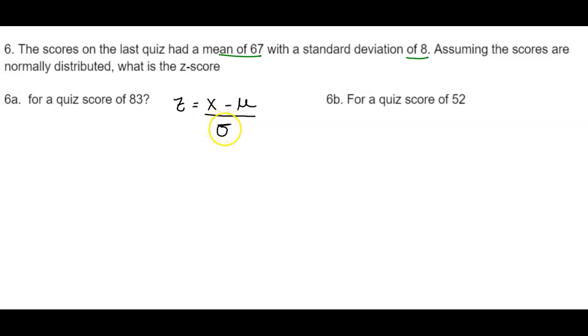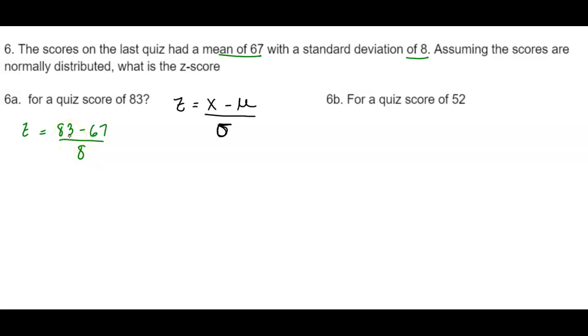All right, now remember, a z-score is telling us how far away from the mean a certain value is. So if the z-score is positive, we would expect that that score was above the mean. If it's negative, we would expect it's below the mean. So let's take a look at 6a. The value, the quiz score we're looking at is 83. So calculating that, we get that z equals 83 minus the mean score, which was 67, over the standard deviation, which was 8.